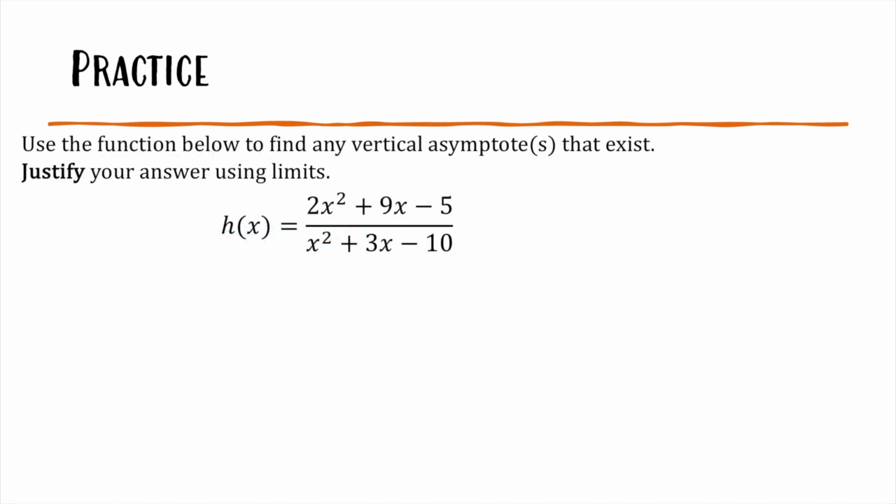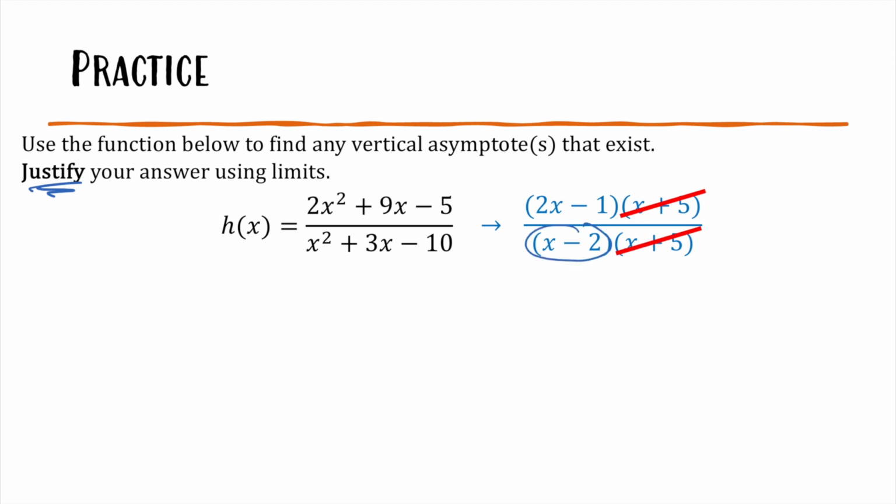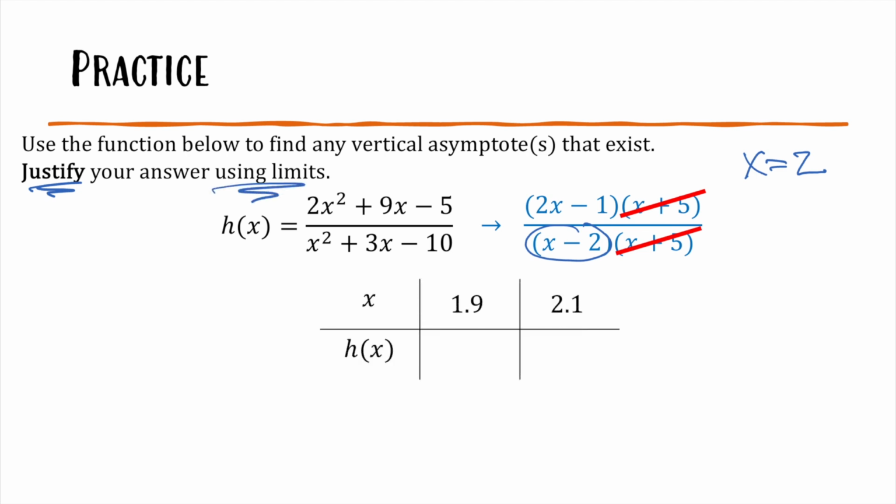This last problem that we're working on says use the function to find any vertical asymptotes that exist and then justify your answer using limits. So to find the vertical asymptotes, again, we're going to factor, cross out what we can. So at x equals -5, there's a hole. And then at x equals 2, we have a vertical asymptote. That's lovely. But you can't just say that. You have to justify your answer using limits. What does that look like?